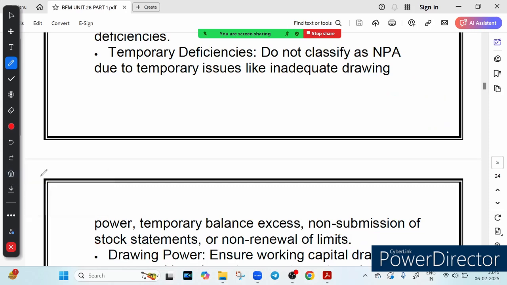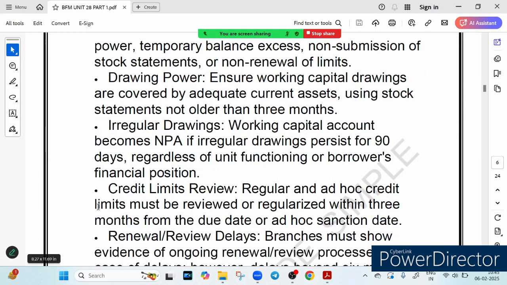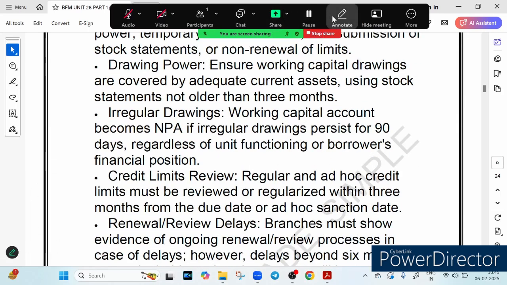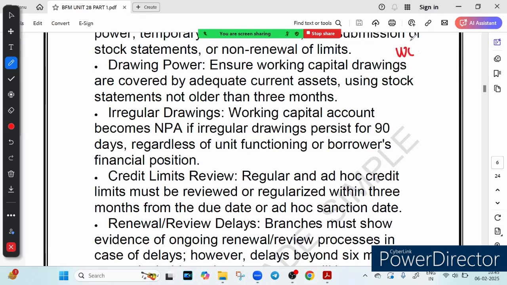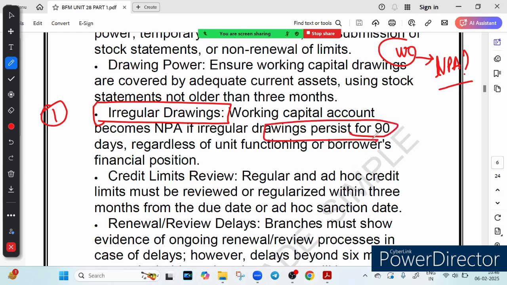Now the next question is, when does a working capital loan become an NPA? Very nice question. Let's try to answer it. Suppose we have a working capital loan. You are familiar with working capital. When will it become NPA? What are the conditions under which a working capital loan will become NPA? Even if a business is running fine, a working capital loan can become an NPA if the following conditions are met. If there are irregular drawings, this is the first condition. If there are irregular drawings for 90 days, then it will become NPA.